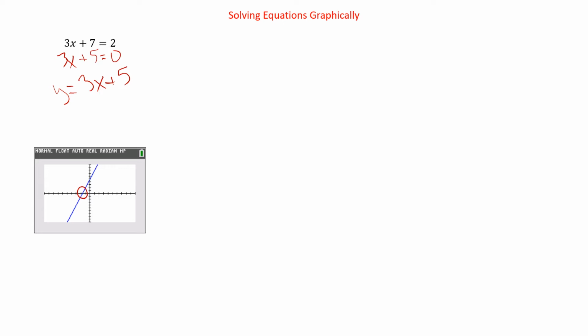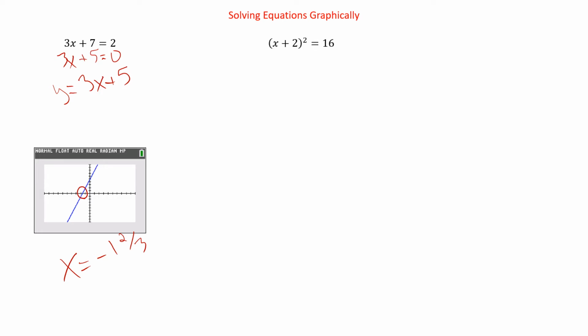But in this case, it's when x equals negative 1 2/3, which would be negative 5/3. This is not a hard equation to solve algebraically, and as we look at it, yeah, negative 5/3 makes sense. Why did I even use it? I use it just to show you the idea of solving graphically. We're looking for the x-intercept there.